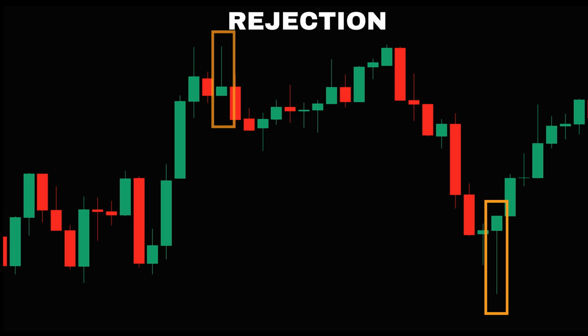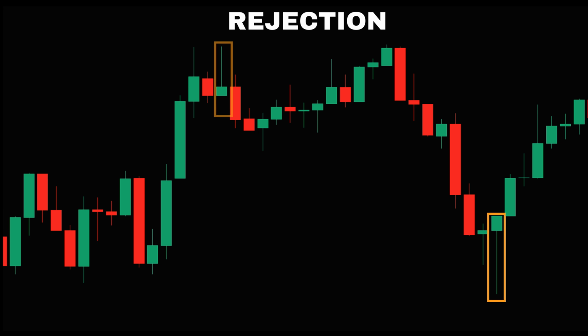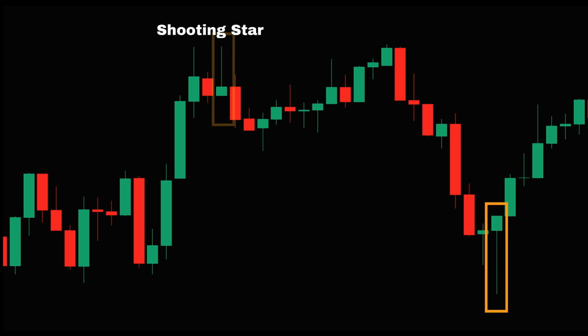Finally, let's talk about the Rejection, the story of a failed attempt. This candle has a small body, but one very long wick. The market tried to move strongly in one direction, but it was slammed back. Picture buyers pushing price up, only for sellers to overpower them and close the candle near the low. That's called a shooting star, a bearish rejection at higher prices. Flip it around. Sellers try to dump the price, but buyers rush in, absorb the selling, and close the candle near the high. That creates a hammer, a bullish rejection of lower prices.